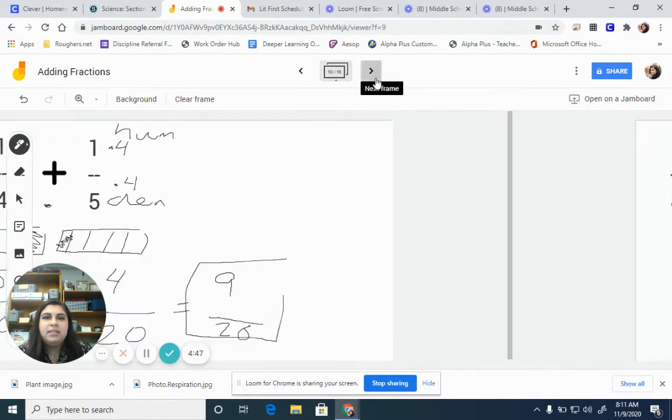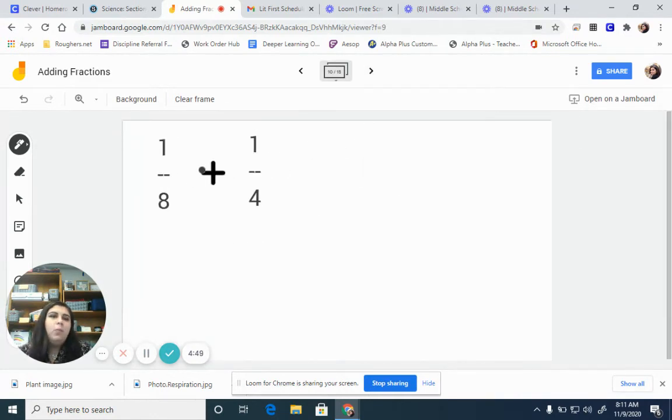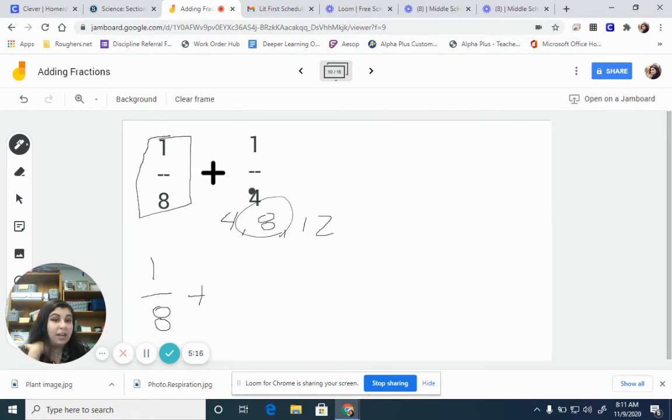Let's do some other examples. I have 1/8 plus 1/4. So again, I'm going to list out the multiples here, because I think it'll be a little bit easier. So I have 4, 8, 12. Oh, wait, look, 8. So I wouldn't even have to change this fraction in this case because literally it already has my least common denominator, which is 8. So what I have to do is change this fraction over to 8.